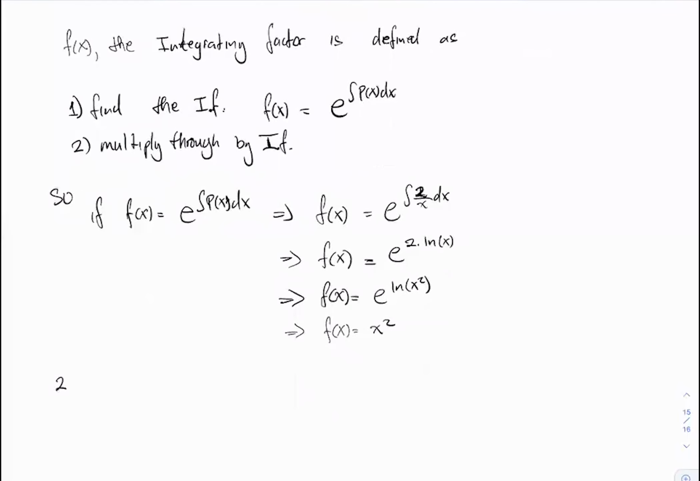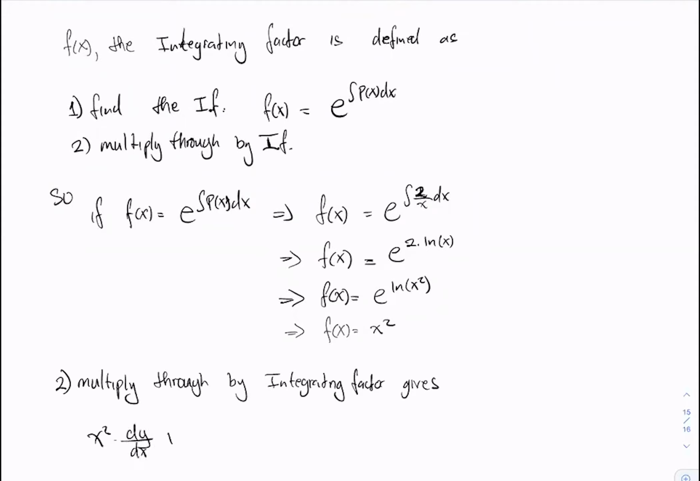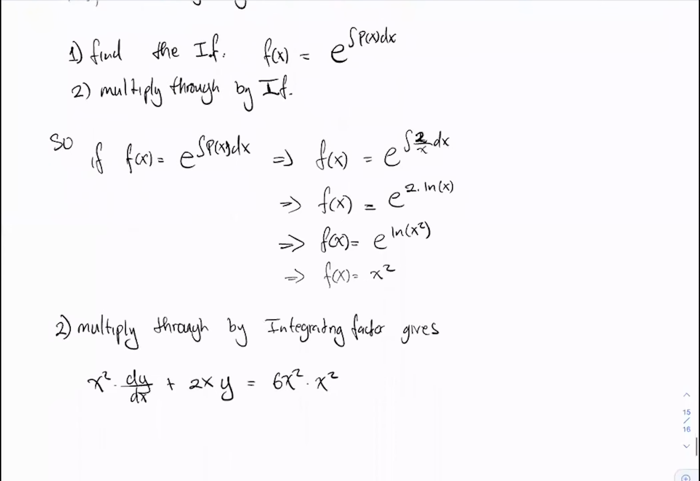So now multiplying through by the integrating factor gives x squared times dy dx plus 2x y equals 6x squared times x squared, which simplifies to x squared dy dx plus 2xy equals 6x to the 4th power.